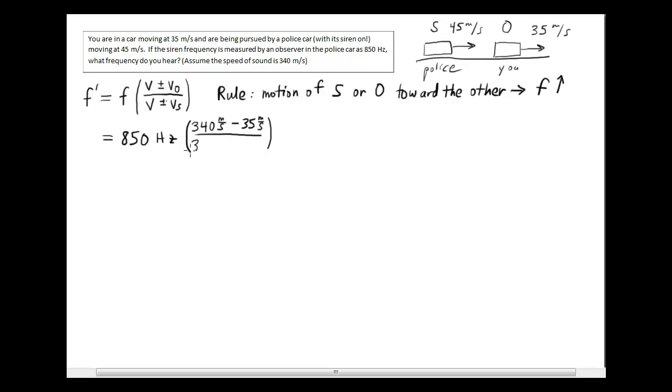Then for the source motion, 340 meters per second again is the speed of sound. The source, however, is moving toward the observer, and so that effect should cause the frequency to go up.